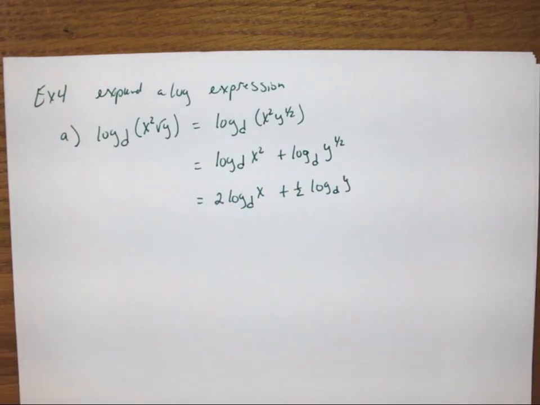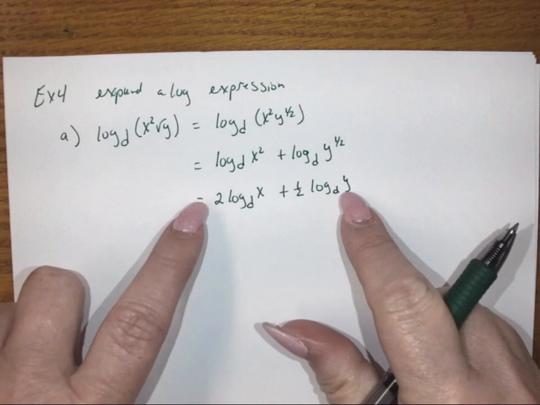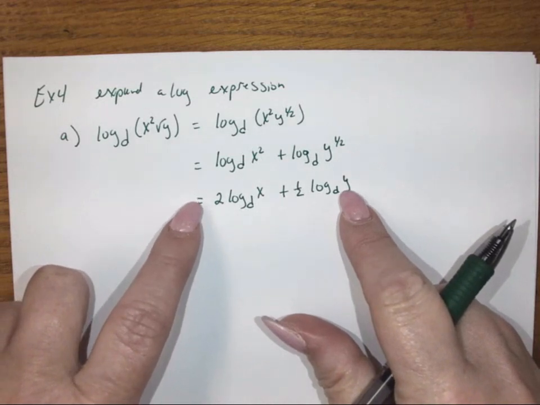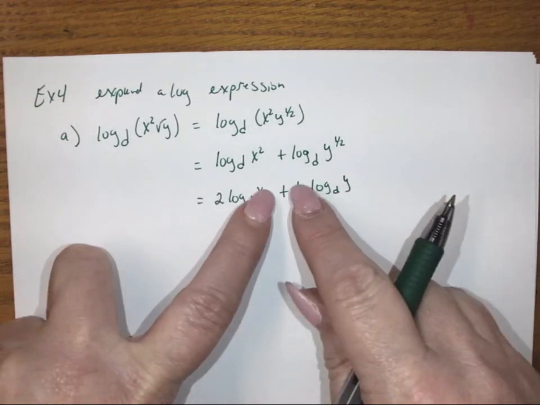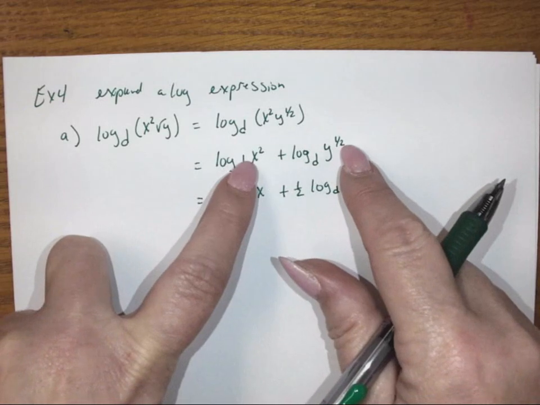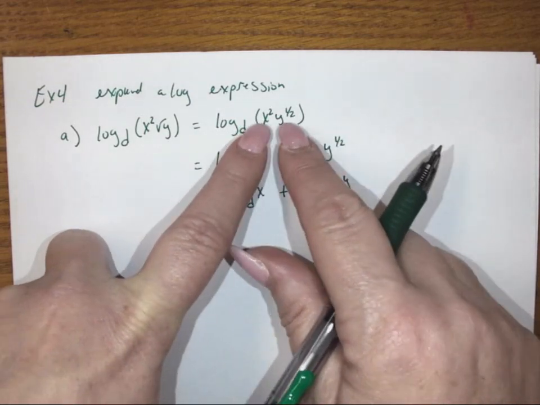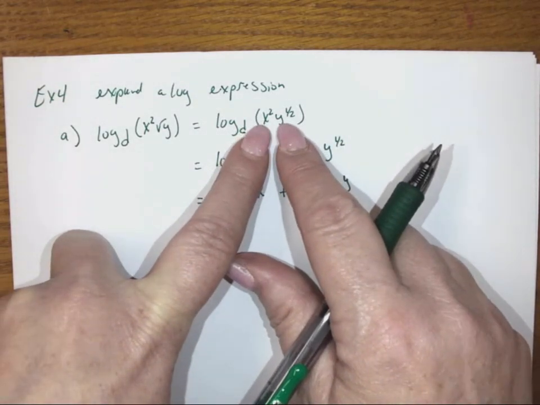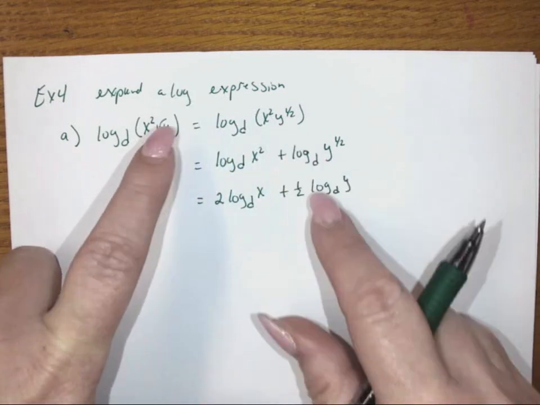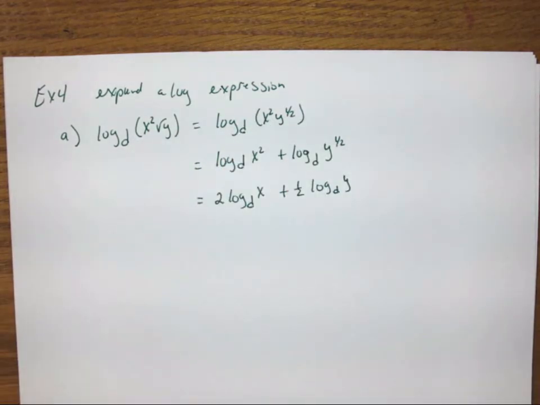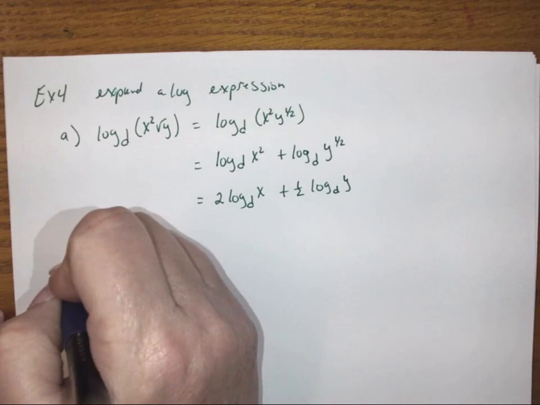And if you look at this, you can see if we were going to condense this back, the 2 would come back up, the 1/2 will come back up. The addition becomes the multiplication, and then we can change the y to the 1/2 back to the square root. So going backwards would be a way to condense this, just so you're becoming aware of how these work. All right, let's look at part B.